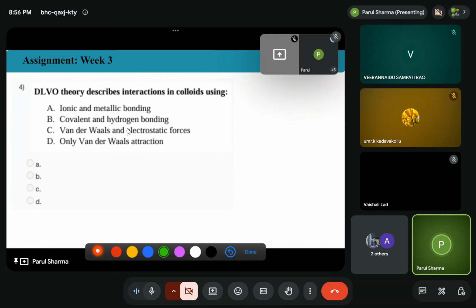Then, DLVO theory describes interaction of colloids. We saw that DLVO theory deals with the van der Waals forces and the electrostatic forces. So the correct answer is C.